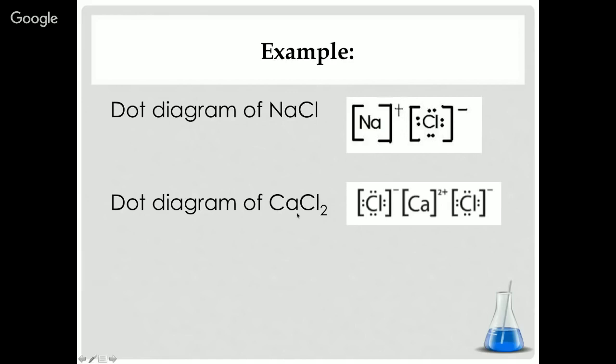Calcium chloride, we have 1 calcium and 2 chlorine. So we put the calcium in the center, and then we put our 2 chlorines on the outside. And we can always verify that we did this correctly by looking at the total charge, which must equal 0. So we have 1 negative and 1 negative, which gives me 2 negative charges, and then 2 positive charges gives me a neutral compound.